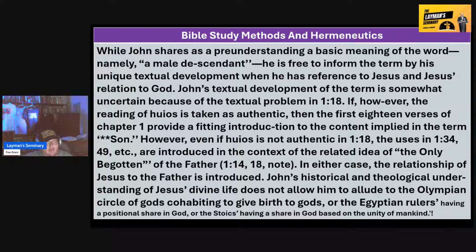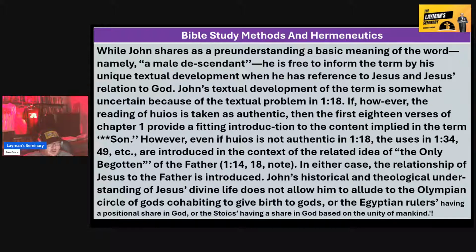If, however, the reading of theos is taken as authentic, then the first 18 verses of chapter 1 provide a fitting introduction to the content implied in the term Son. However, even if theos is not authentic in 1:18, the usages in 1:34, 49, etc. are introduced in the context of the related idea of the only begotten of the Father in 1:14 and 18. In either case, the relationship of Jesus to the Father is introduced.